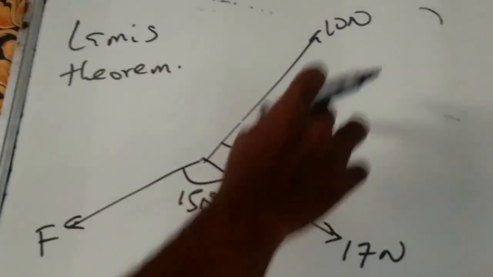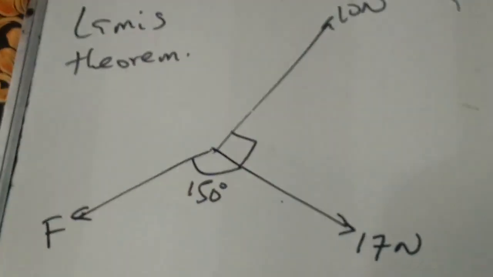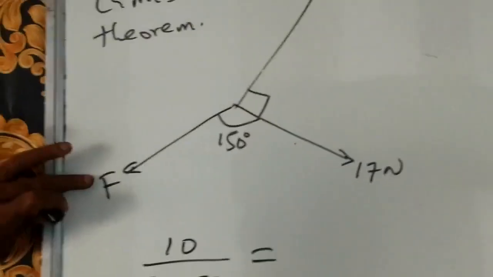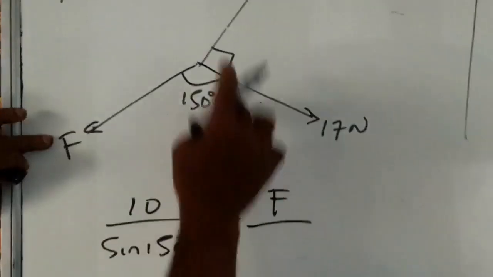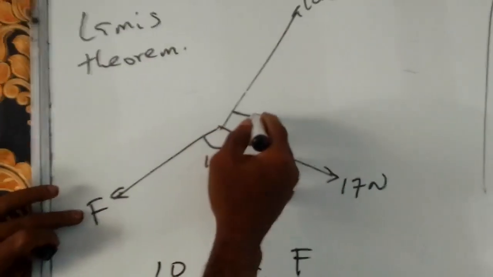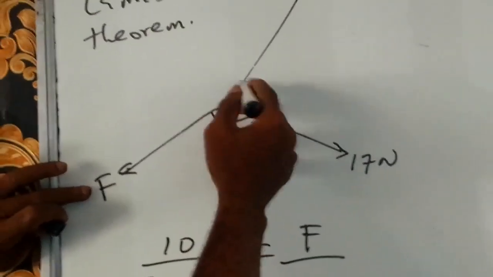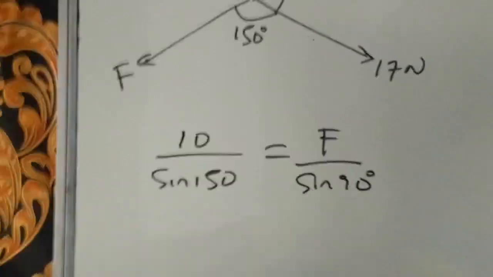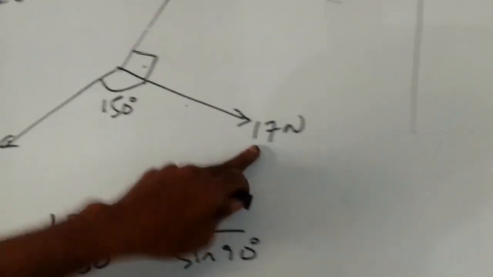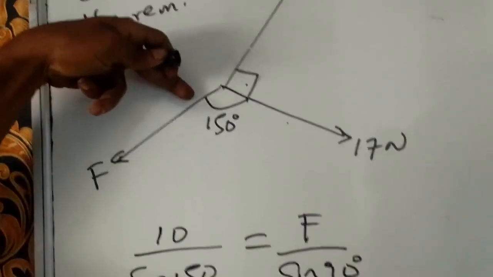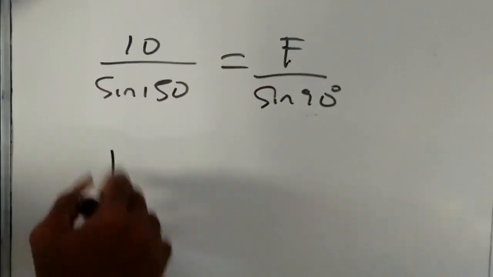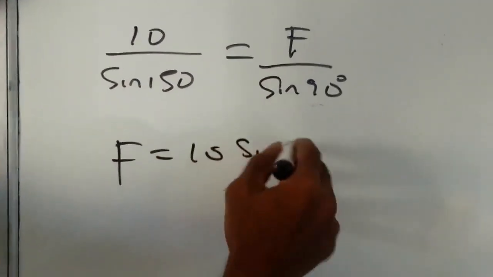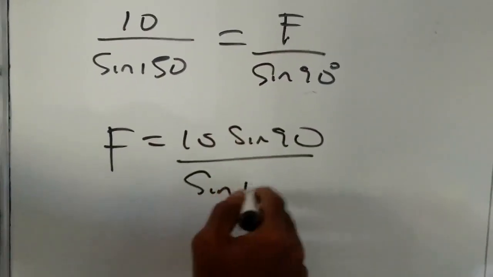So now I say 10 over sine of the angle opposite, that is 10 over sine 150, equals F, which is unknown, over the sine of the angle opposite it. This signifies angle 90 degrees. So this is F over sine 90 degrees. So we don't need to use 17. If you want to use 17, that means you have to find the angle that is here, but that doesn't matter. So these two are okay. We make F the subject. F becomes 10 sine 90 over sine 150.